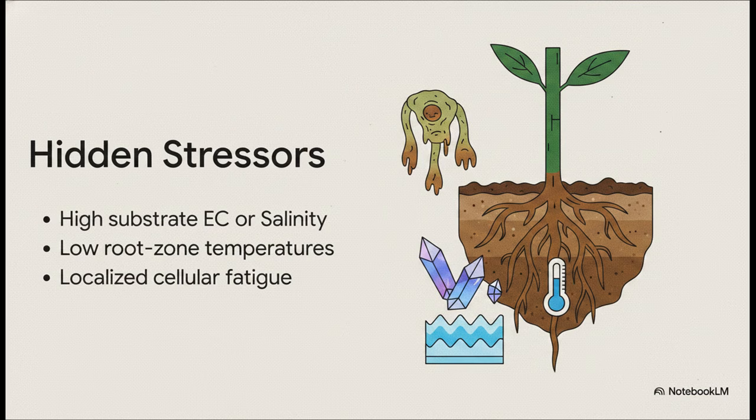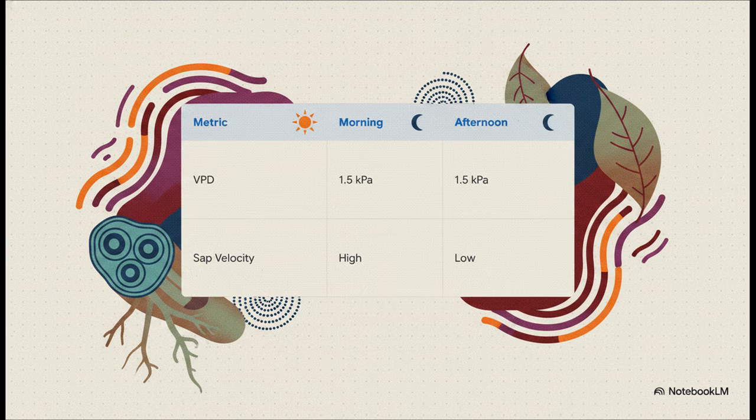Any of these factors will cause a plant to undergo partial or complete stomatal closure, completely independent of how perfect the room's atmosphere is. And this leads to a widely fascinating, verifiable phenomenon called hysteresis. Look at this. If we measure a plant in the morning at a VPD of 1.5 kilopascals, we see high sap velocity. Water is rushing through the plant.